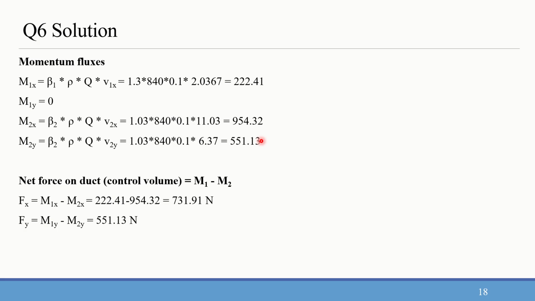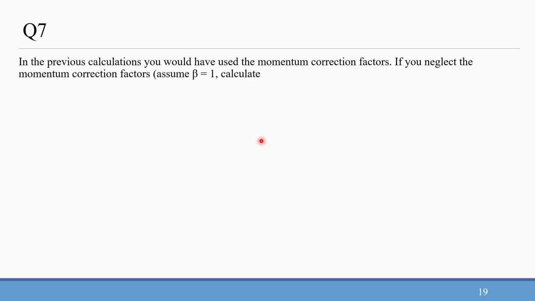So that's it for question 6. Now we will go to question 7. In the previous calculations, you would have used the momentum correction factors. If you neglect the momentum correction factors, assuming beta as 1, calculate.